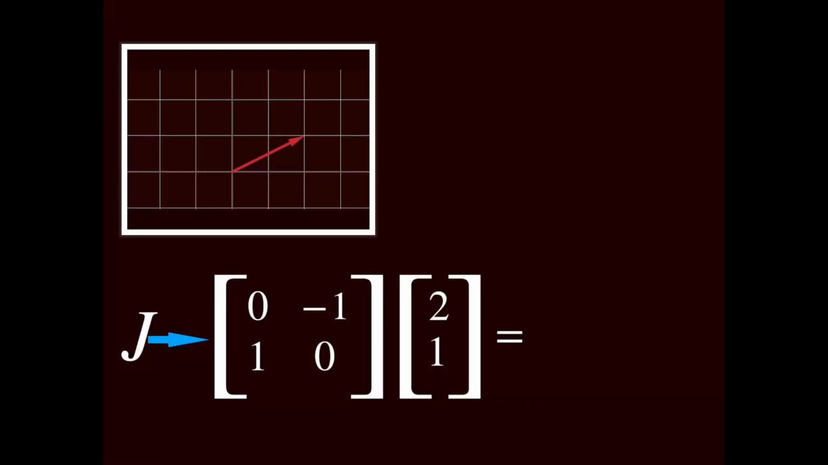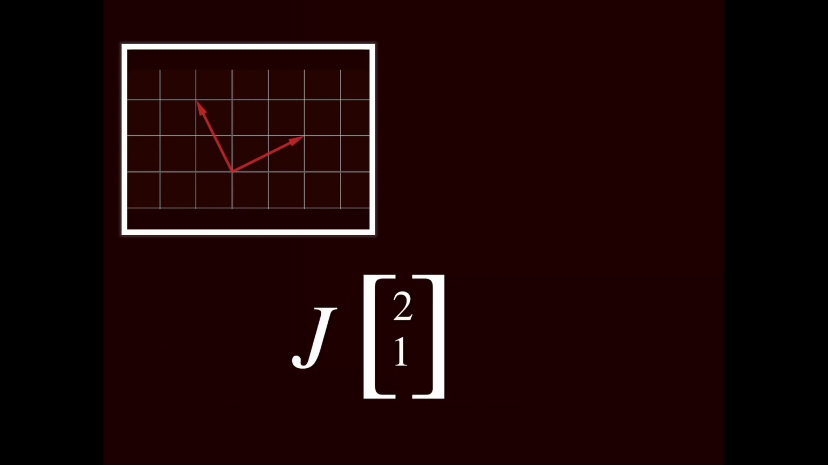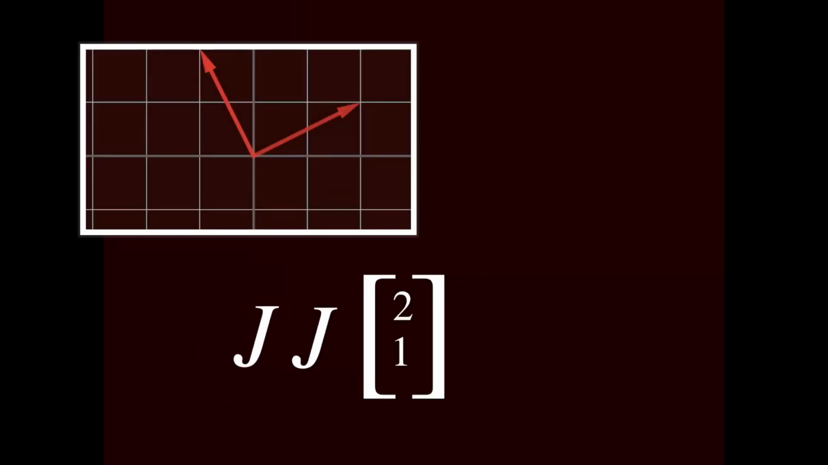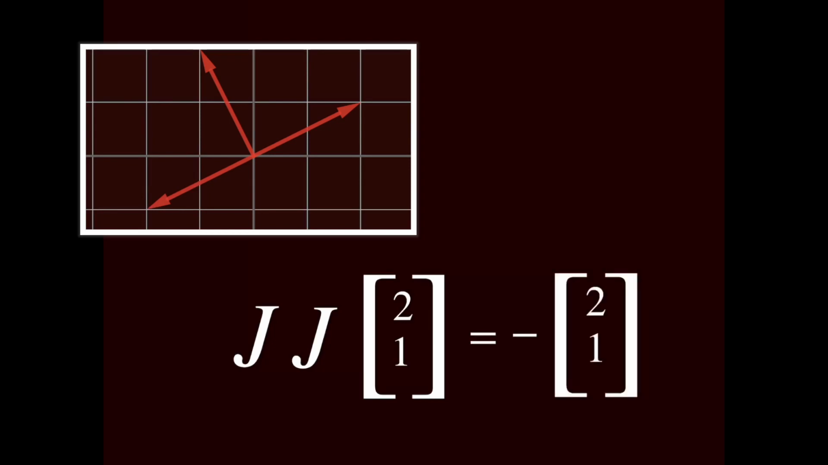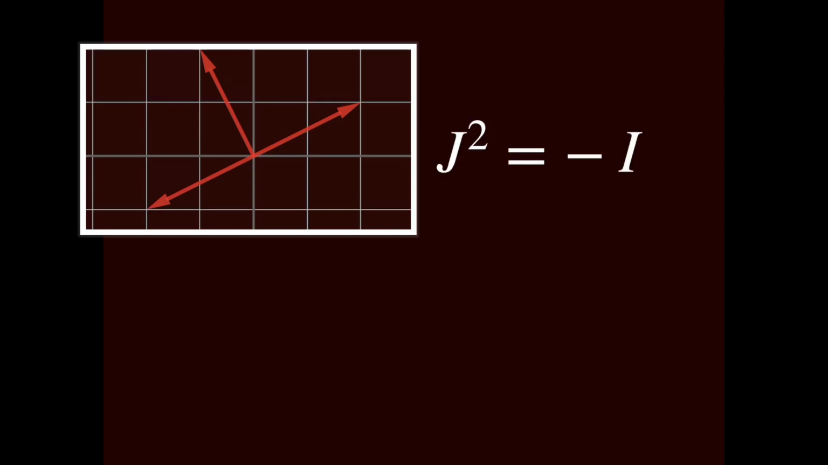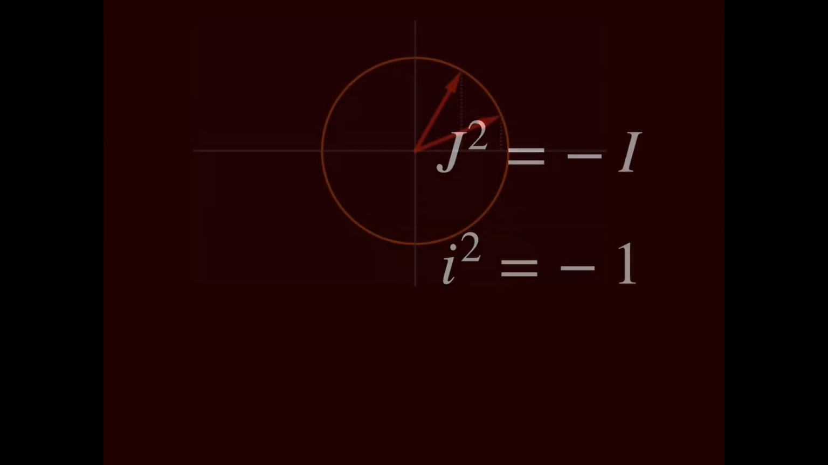This matrix encodes doing nothing. It's called the identity. It's also a 0-degree rotation. J here is a 90-degree rotation matrix. It takes 2, 1 to minus 1, 2. And one property is that if we apply J again, then the result is to just flip the vector over or make it its negative. So J squared is minus the identity, quite similar to how i squared is minus 1.